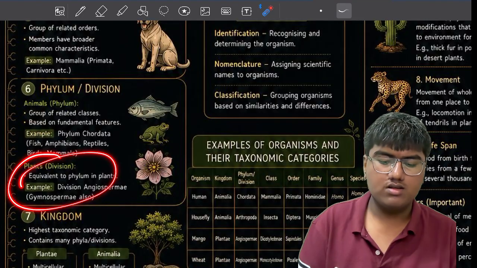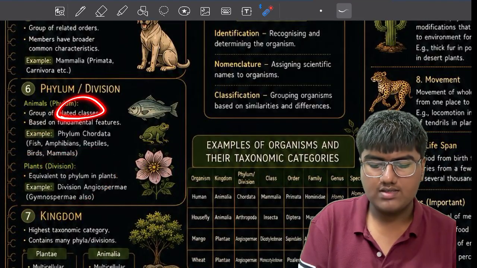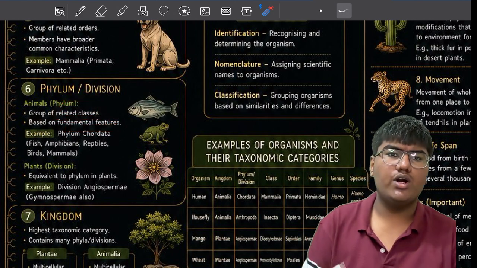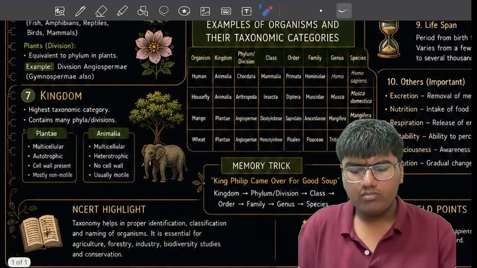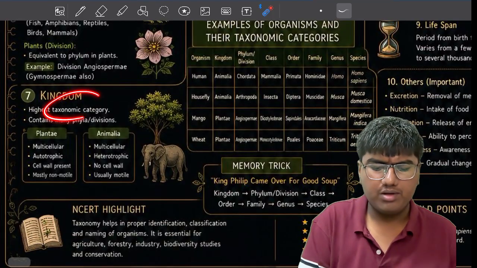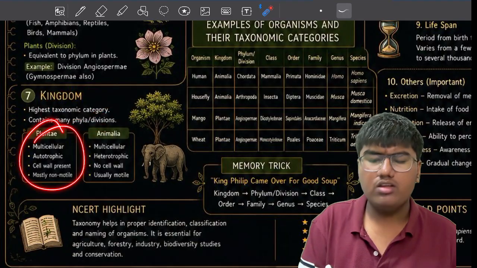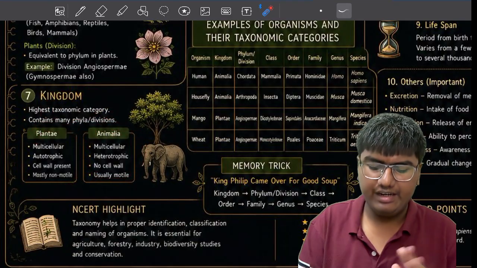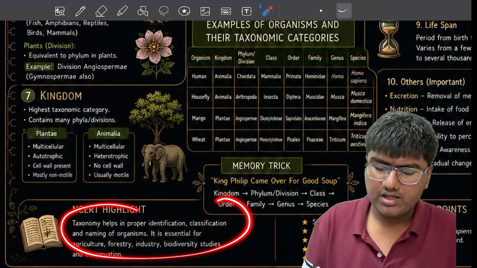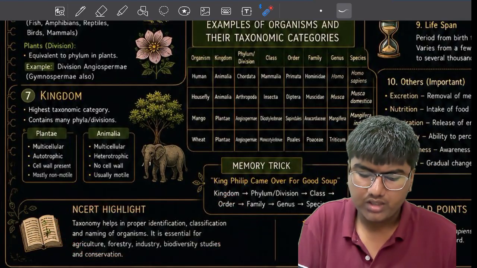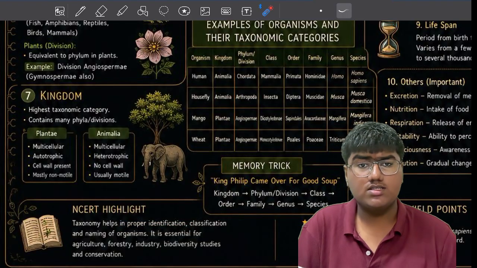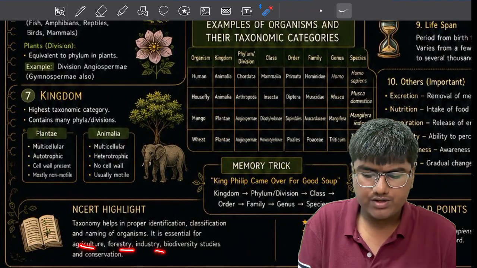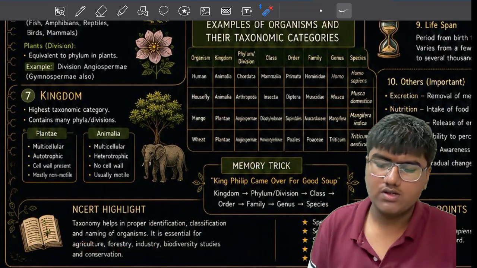Phylum, for animals, is phylum. For plants, it is division. It is related classes with fundamental features. Example is Chordata. In plants, it is Angiospermae or Gymnospermae. Kingdom is the highest taxonomic category, above phyla and divisions. Here are the two important ones which we'll be studying in detail. So what is taxonomy? Taxonomy helps in proper identification, classification, and naming of organisms. It is essential for agriculture, forestry, industry, and biodiversity studies and conservation.